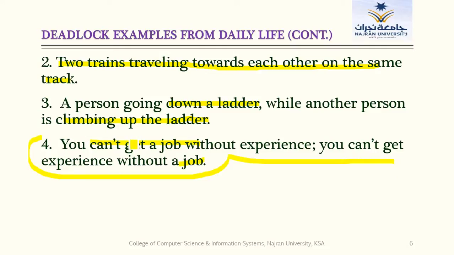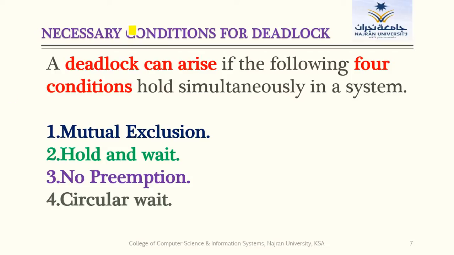You have many other examples where we are facing this problem. This is a deadlock situation. Okay, now we will move to our actual topic: in an operating system, what are the reasons a deadlock can occur? So we have some necessary conditions for deadlock. A deadlock can arise if the following 4 conditions hold simultaneously in the system. Now we have to check whether our system has these 4 conditions or not.